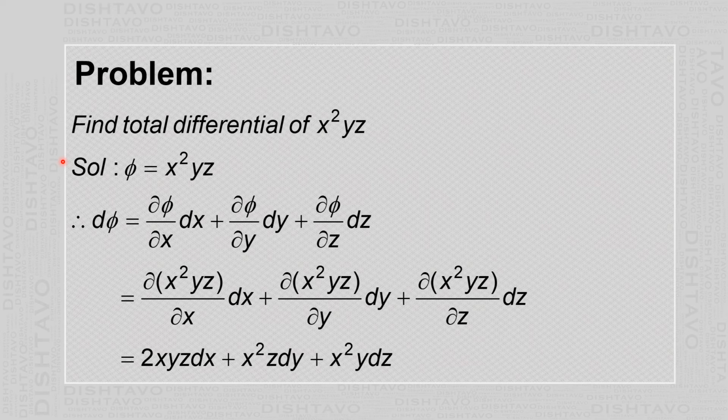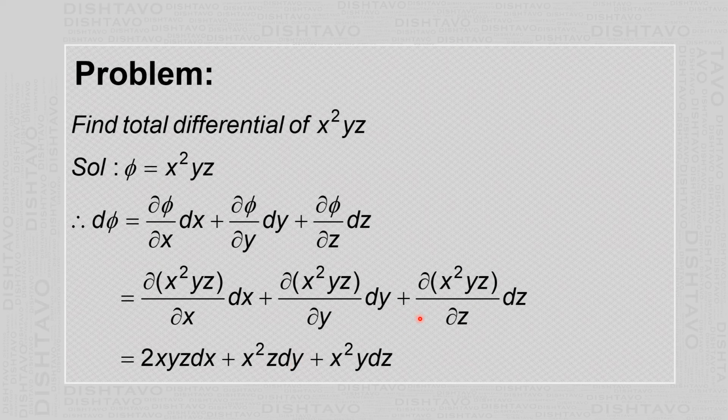In this problem, we will find the total differential of the scalar function x²yz. We use the basic definition. So here we have to find the partial derivatives of the function x²yz and substitute in this formula. First, the partial derivative with respect to x of x²yz is 2x, with yz as a multiple, into dx, plus the partial derivative with respect to y of x²yz, which is x². The partial derivative of y is 1, and z and x² come as a multiple, into dy.